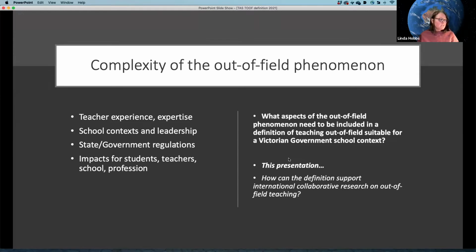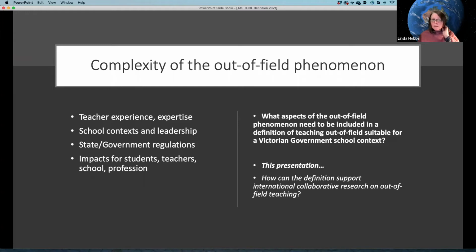So you can look at the complexity in terms of the teacher experience and their expertise, the school context and the leadership, also the state regulations that make a teacher out of field or determine what in-field and out-of-field means, and also look at the varying impacts according to those different people. So, recognising that complexity, we wanted to look at which aspects of the out-of-field phenomenon need to be included in a definition of teaching out of field suitable for a particular context.